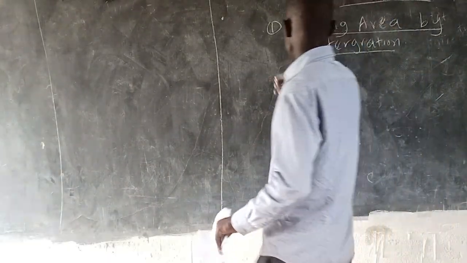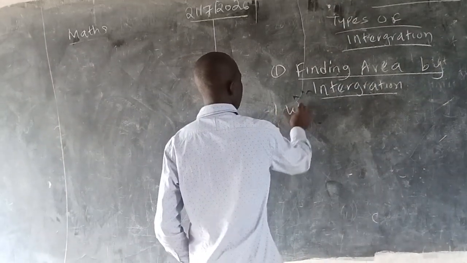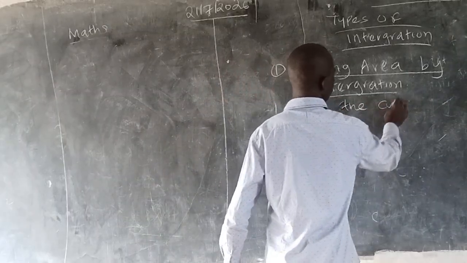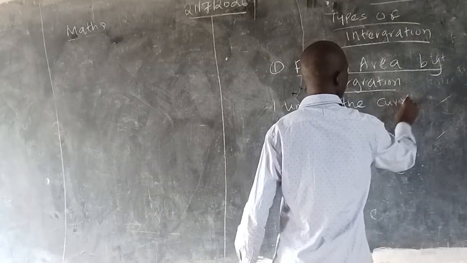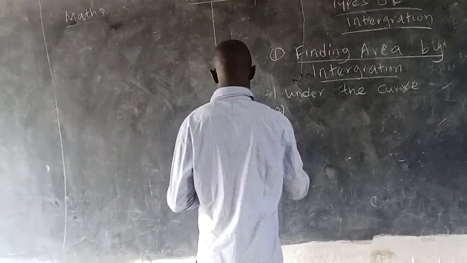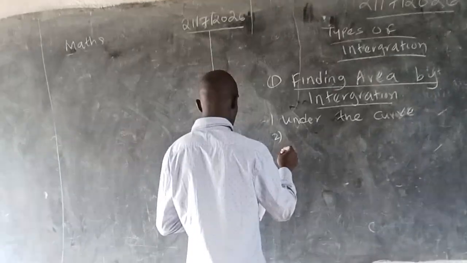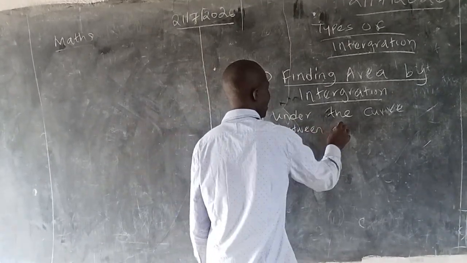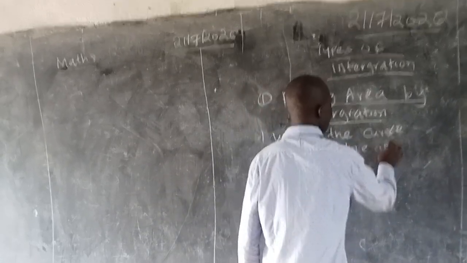Now we can find area, number one, under the curve. Number two, we can find area between a line and a curve.